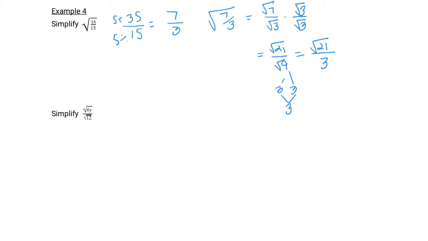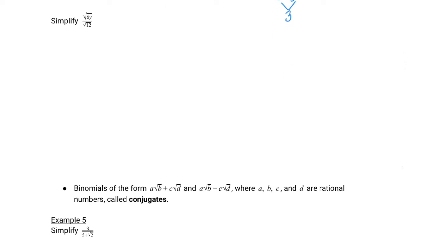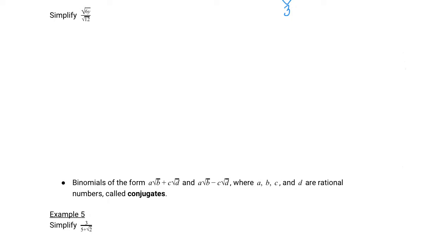Okay, clear so far? Let's do another one. We want to simplify the square root of 6y over the square root of 12. Let's do just like we did a moment ago. Let's put these in one radical, so 6y over 12, and then I can reduce the fraction. So I can divide those both by 2, and I get the square root of 3y over 6. Now I can divide them both by 3, and I get the square root of y over 2.